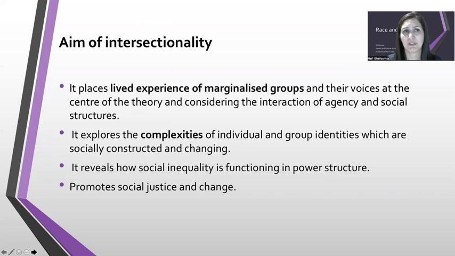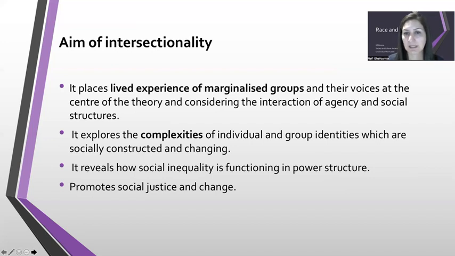So what's the aim of intersectionality? The great thing about intersectionality is that it places the lived experience of marginalized groups and their voices at the center of the theory. And that's what makes it an exceptional theory. I should say, personally, I love intersectionality because of that. It talks about the interaction and intersection of agency and social structure, which we talked about in the first few lectures: do we have agency to change the environment around us, or are we shaped by the social structures? So in intersectionality, they talk about the intersection of both agency and social structure.